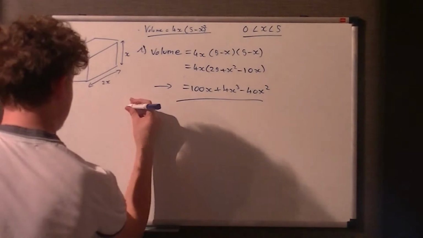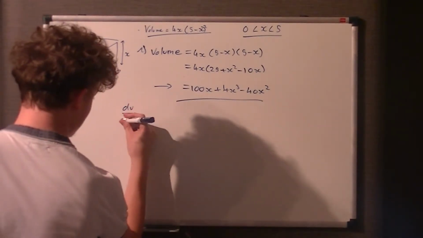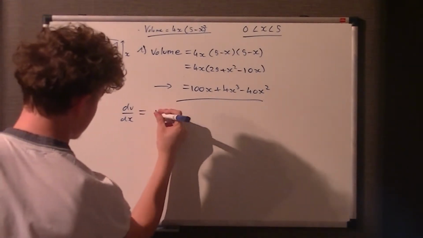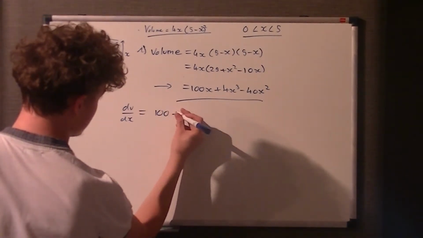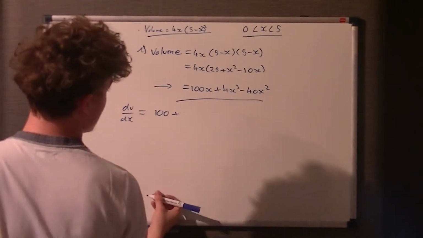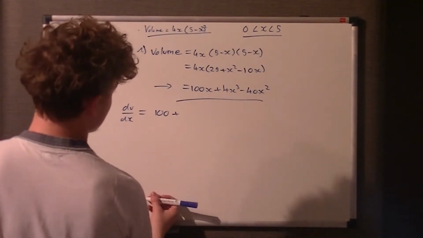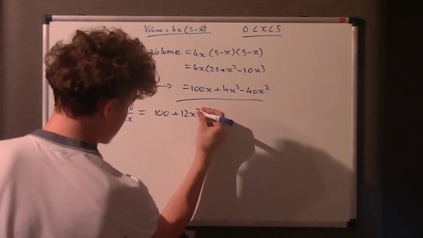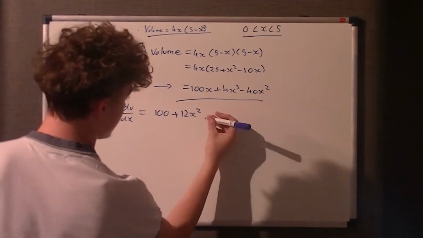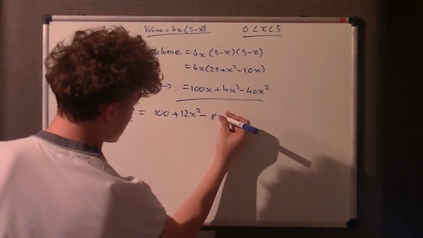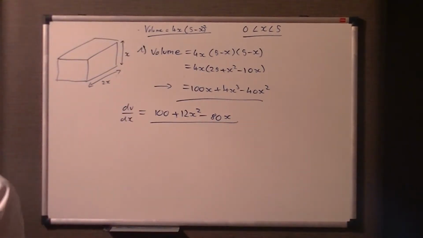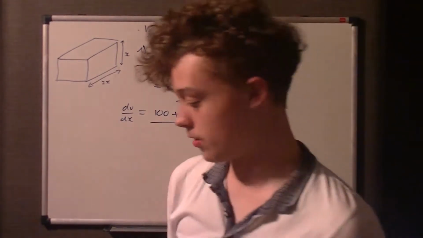Now to do dV by dx, what we do is we multiply by the power and then reduce the power. Basic differentiation. So that just becomes 100 plus 4x cubed, 4 times 3 is 12, reduce the power, plus 12x squared, minus 80x, 40 times 2, reduce the power. That's your dV by dx. So that's all it's asking for the first one. That's the first part of the question done.